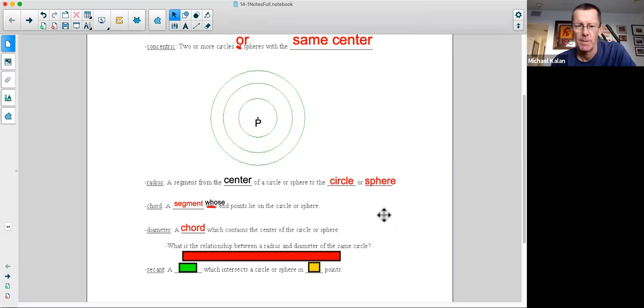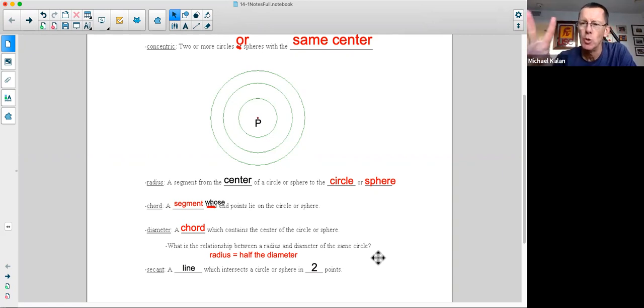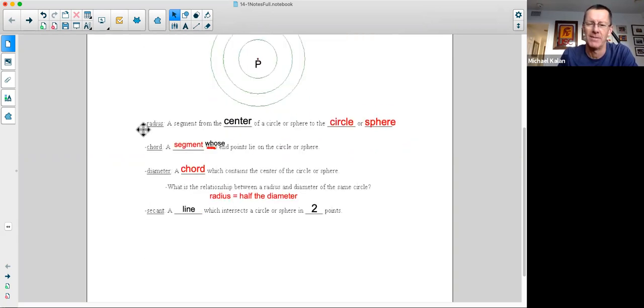And you guys all know this one, I'm sure, but what's the relationship between a radius and a diameter of the same circle? Think about it. Yeah, the radius is half the diameter. In other words, the diameter is twice the radius. So D equals 2R, or R equals half D, or D over 2. And a secant is a line which intersects a circle or sphere in 2 points. Not 1 point, 2 points, okay? So what does every secant contain? A chord, that's right, excellent, very good.